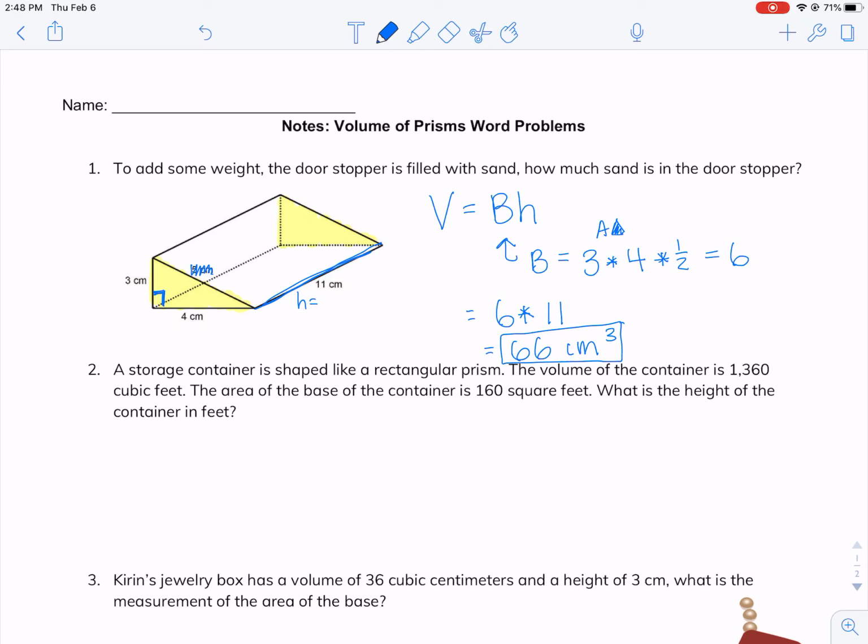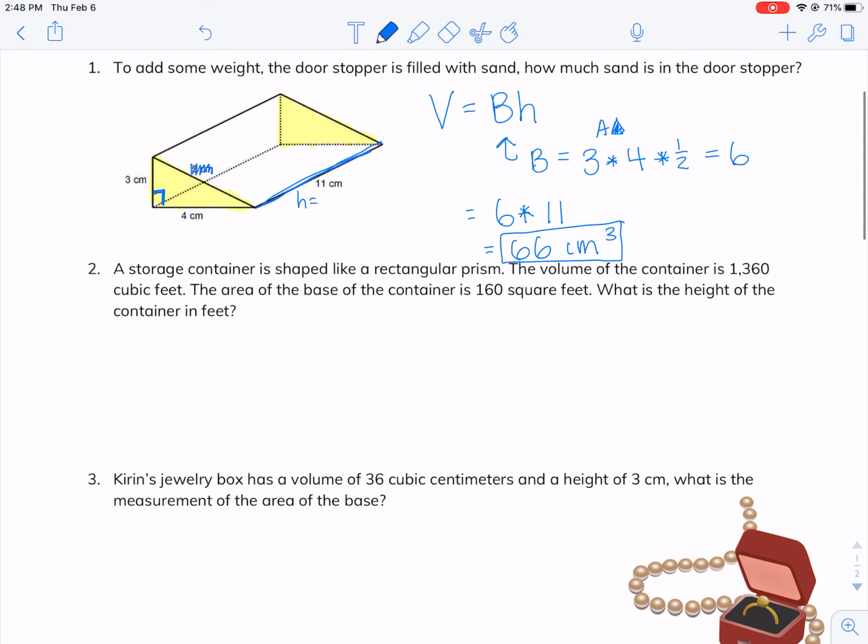Number 2, a storage container is shaped like a rectangular prism. The volume of the container is 1,360 cubic feet. Remember, this is the volume. The area of the base of the container is 160 square feet. What is the height of the container in feet? So now the volume is given. And if we know that we're talking about a rectangular prism, we know we're working with the volume formula of a prism, which is V equals big B times H again. But now the volume is given.